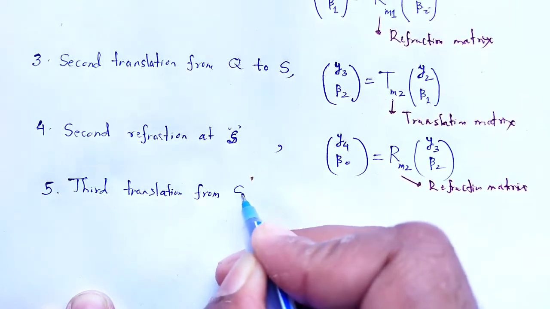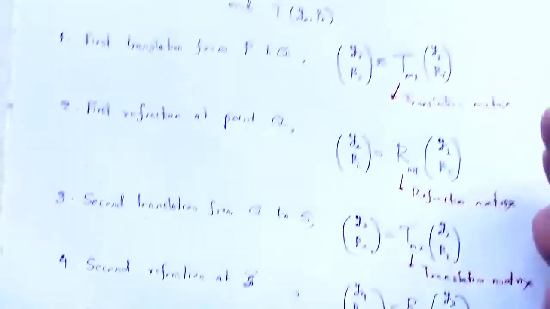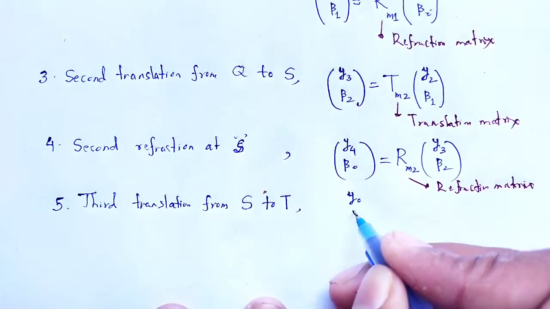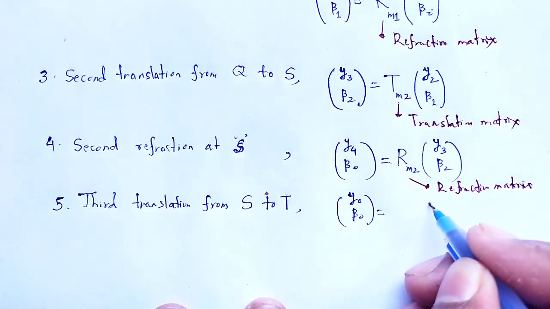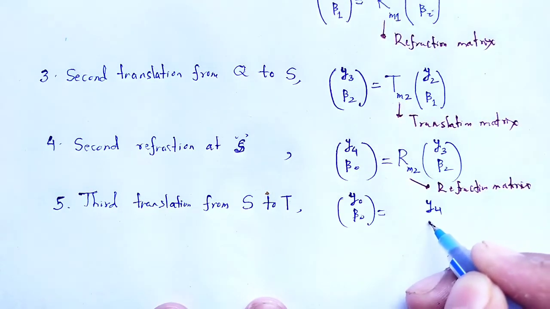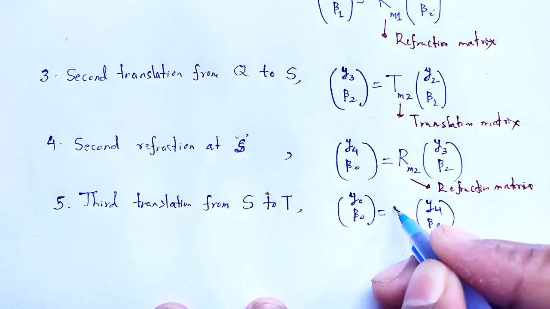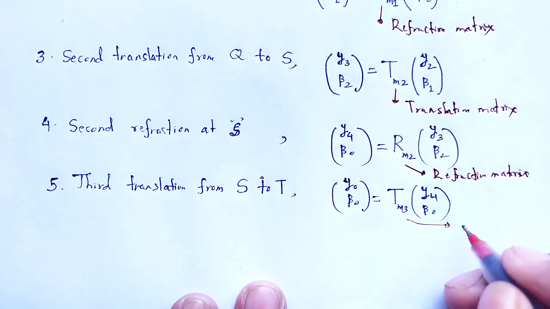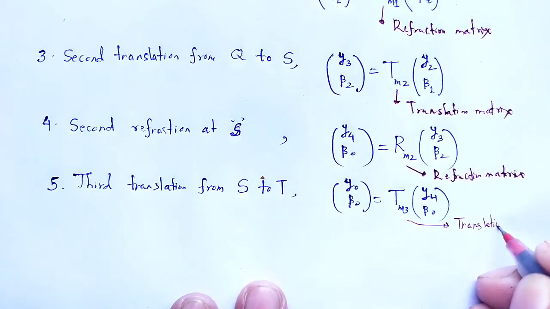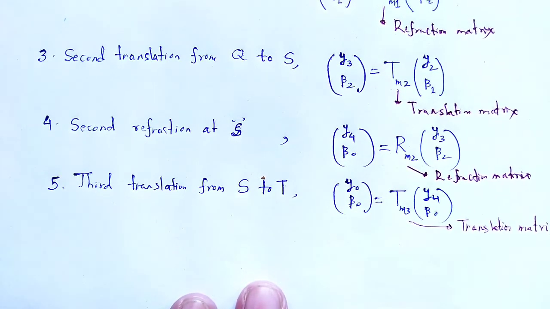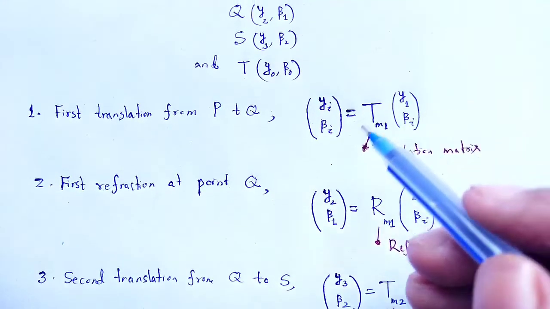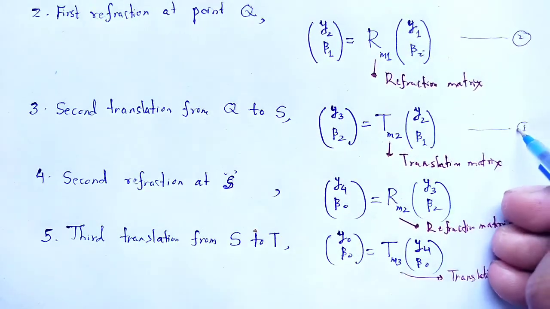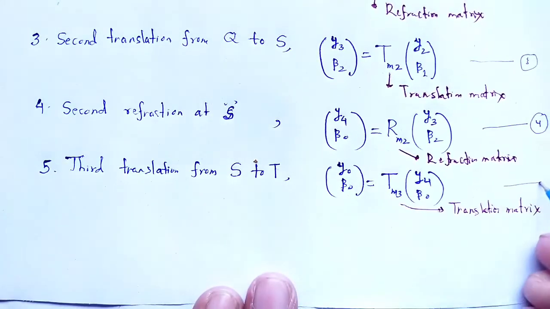from S to T. In matrix form we represent, that is y0 beta 0, due to the input of y4 beta 4 and a matrix, translation matrix TM3, that is the third translation matrix. From these equations, let equation number 1, equation number 2, equation number 3, equation number 4 and equation number 5.